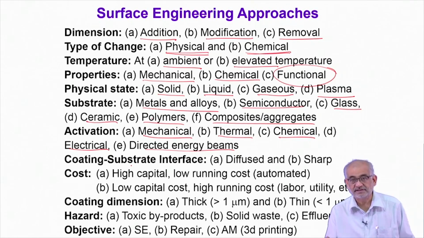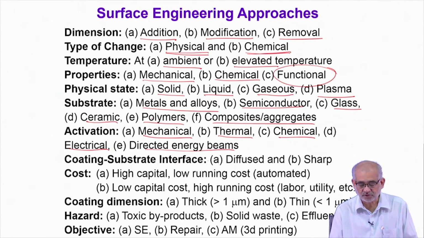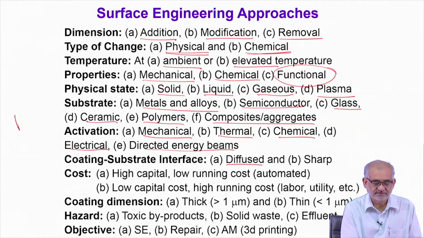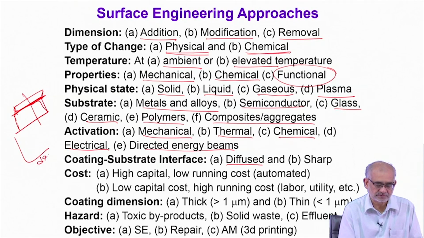Almost all the surface engineering processes can be broadly divided into two major categories in terms of the coating substrate interface. So, if this is the solid and if this is the coating on top of the solid, this interface can be such that if I just take a line profile across and then plot the composition, say of the solute element, as a function of depth, we have two possibilities. One is where we have a sharp interface like this.